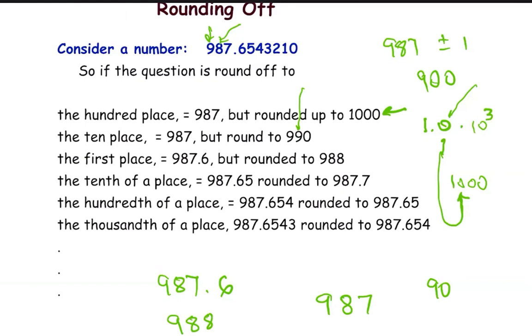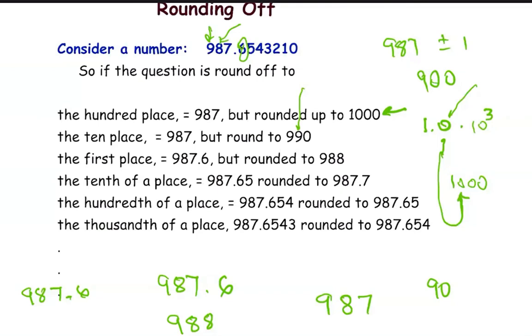Okay? So let's say that we want to round off now to the 100th of a place. I mean, the 10th of a place. 10th of a place is right here, the 6. So you're going to keep 987.6, but then you're going to look at the digits right after the 6 to see whether you round up or stay. Well, the digits right after the 6 is 5432. 5432 is above the halfway point. So you're going to have to round that 6 to a 7.